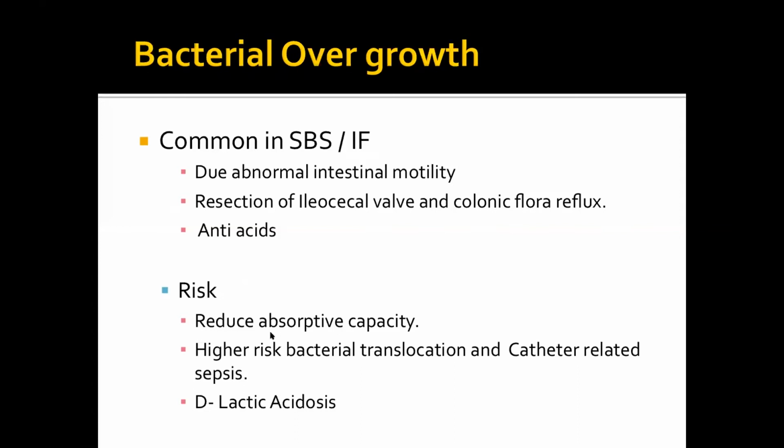They will reduce the absorptive capacity of the intestine because they will damage the intestinal villi. Their overgrowth will cause irritation to the intestinal villi and ongoing damage. They carry higher risk of bacterial translocation and catheter-related sepsis. And the last thing is acidosis. There is a special entity called D-lactic acidosis associated with bacterial overgrowth.